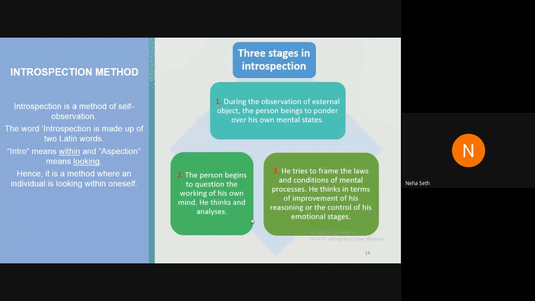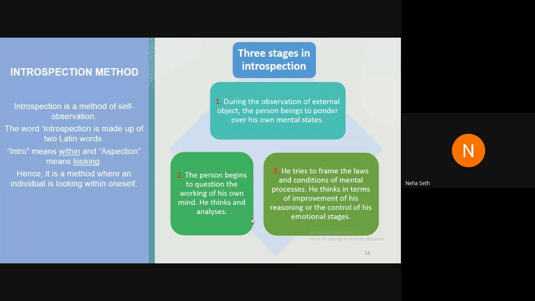Now, when I talk about the introspection method, as the word itself suggests, it is made up of Latin words, intro and spection. Intro means within and spection means looking. When an individual is looking into oneself, when we are asking questions to ourselves, then it is said to be the introspection method.